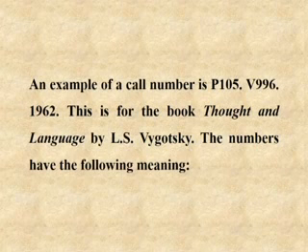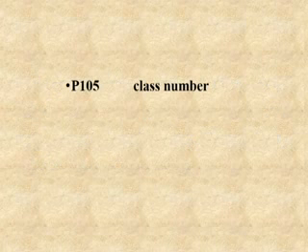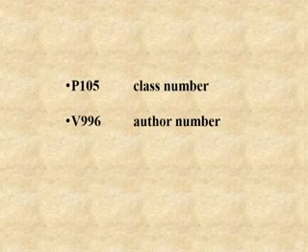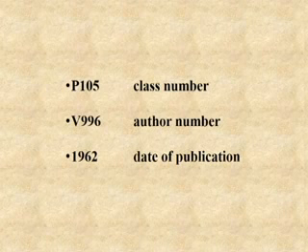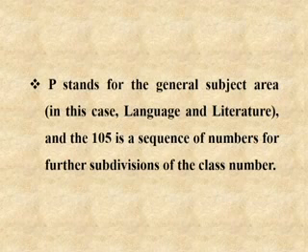An example of a call number is P105 V996 1962. This is for the book Thought and Language by Vygotsky. The numbers have the following meaning. P105, class number. V996, author number. 1962, date of publication. Here, the P stands for the general subject area, in this case, language and literature. And the 105 is a sequence of numbers for further subdivisions of the class number.